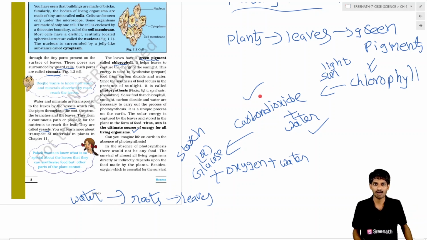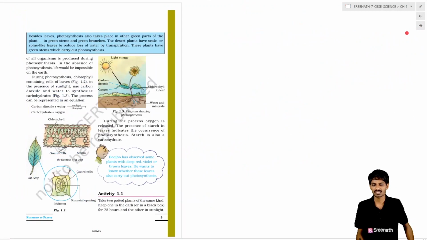We have learned how carbon dioxide is taken by the plants, how water is taken by the plants, and how sunlight is captured by the plants. So finally it is preparing starch or glucose and it is releasing oxygen. This is called the photosynthesis process. Photosynthesis is nothing but the preparation of food using sunlight, carbon dioxide and water.